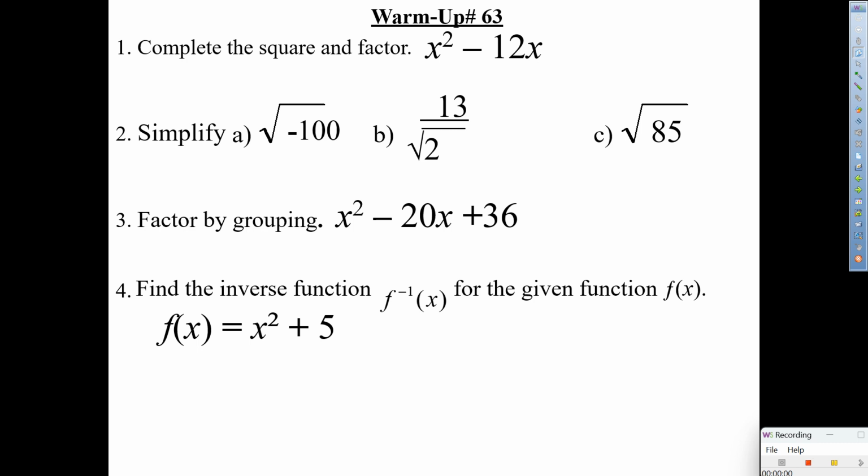All right, well, good morning, everyone. Welcome back to another exciting day of mathematics. Warm-up number 63 is on the screen. It shouldn't take you more than 5 minutes. Let's get started, please. Copy and go.